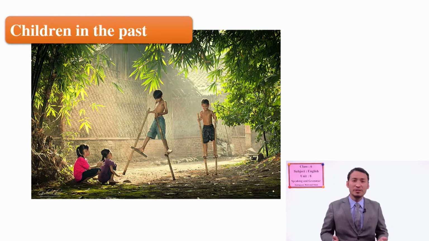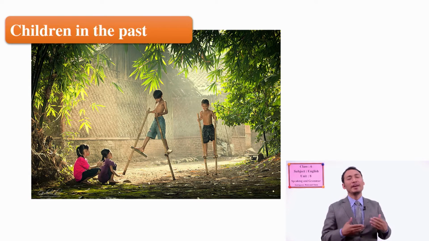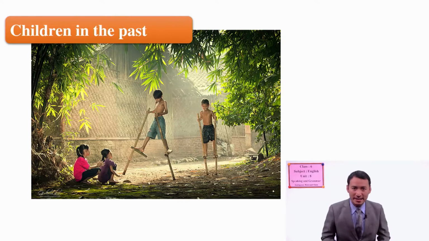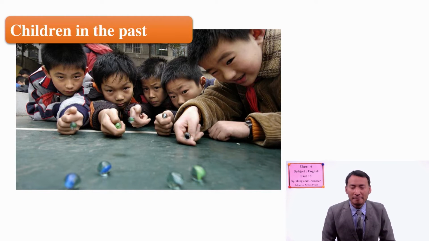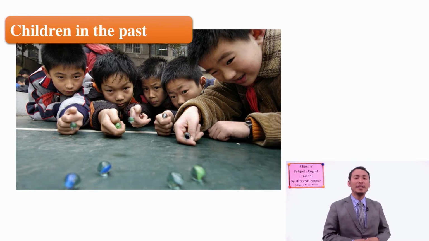In the past, children used to play with bamboo sticks, and they had a lot of time with their friends. They used to go outside of their house. Let's look at another situation. Look at how the children are playing together. In the past, children used to play together. They used to play different games than now. They used to play, like you can see in the picture, marbles. Have you seen them?